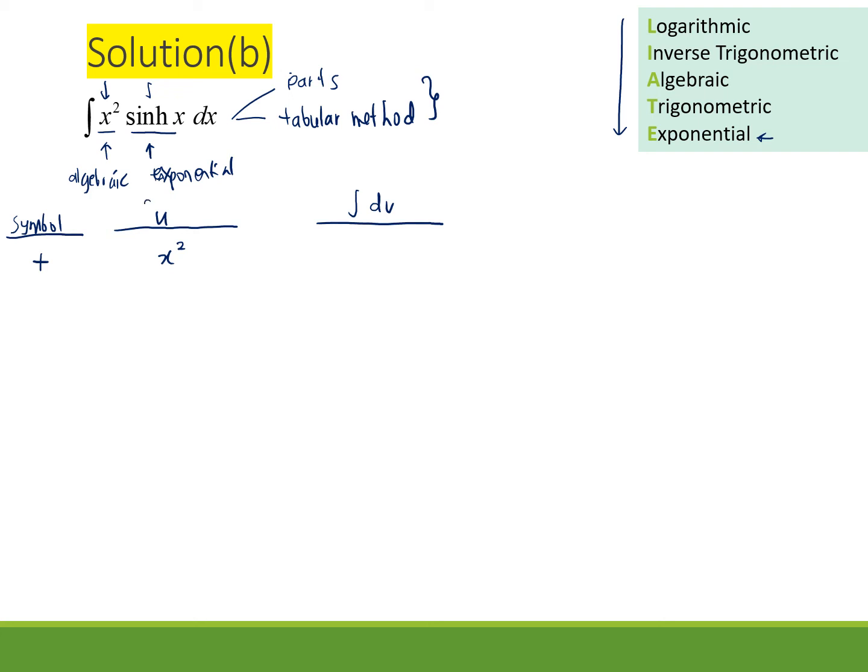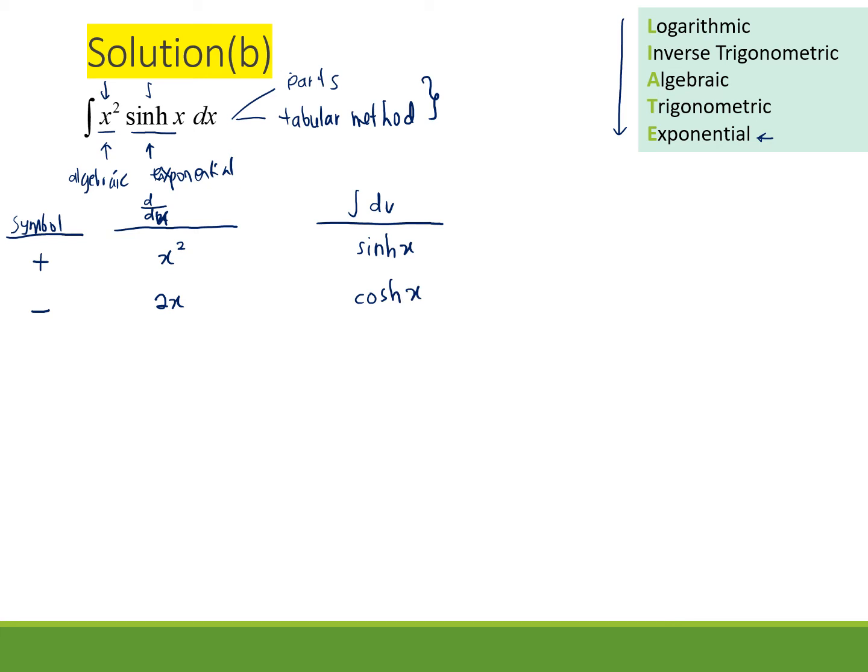It is supposed to be written as d over dx. Okay, and then the integration would be sinh of x. So now we have to differentiate this x squared. It would be 2x. The sign here would be negative. And then the integration of sinh would be cosh of x.